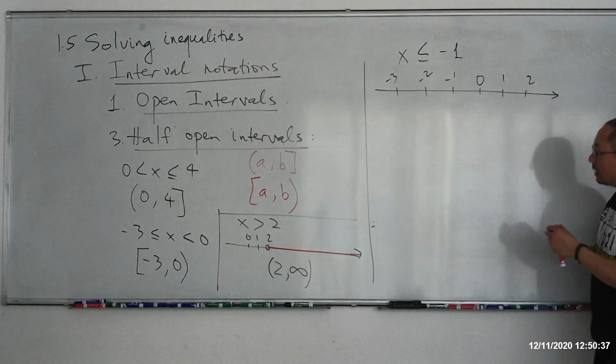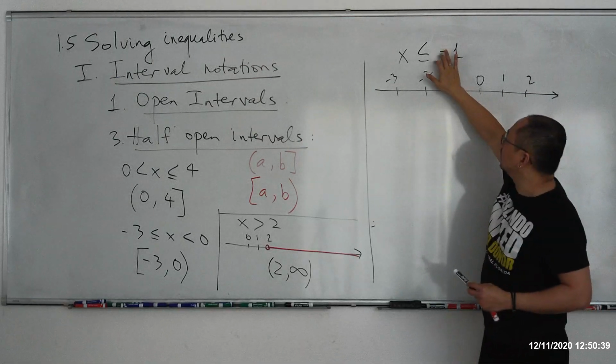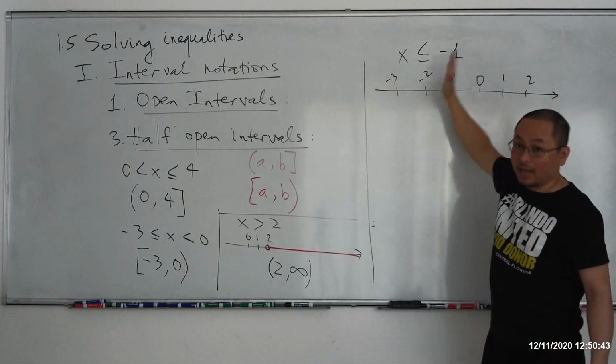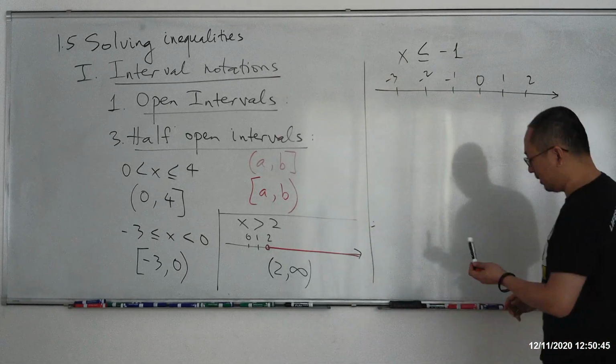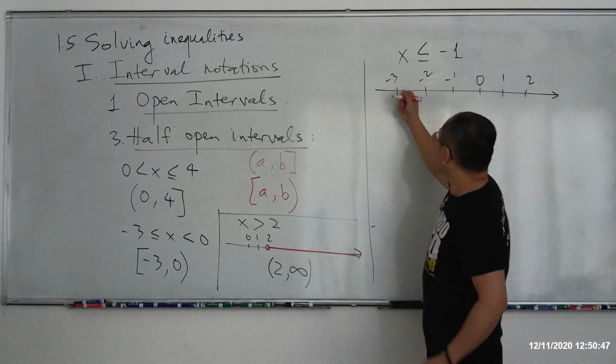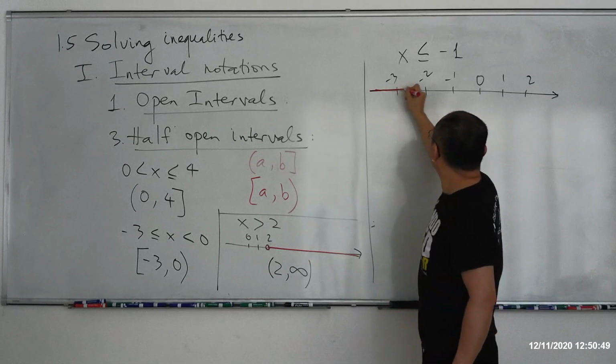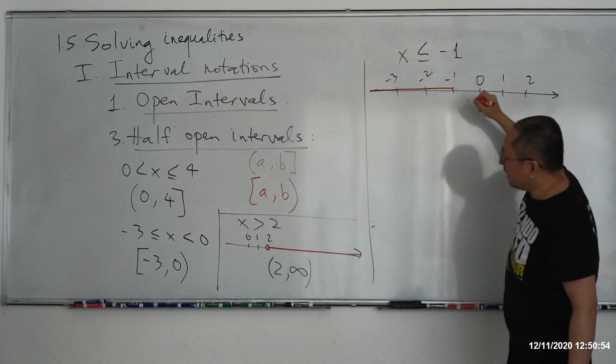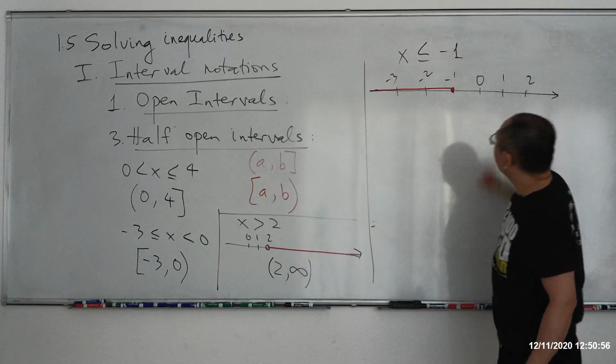And what values of x are you talking about in this interval, in this inequality? Anything that's from -infinity to -1, right? -1 or less, smaller than -1. So we got to highlight this line segment right here, all the way to -1. Are we including -1? Yes. So we're going to use a solid dot.